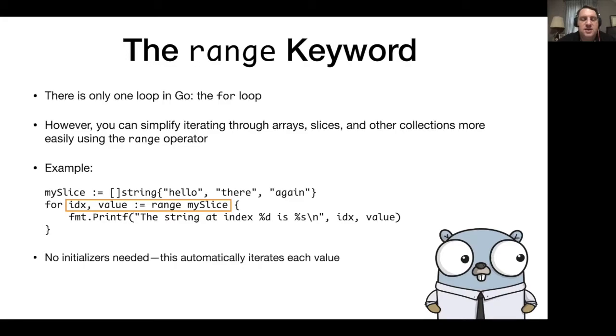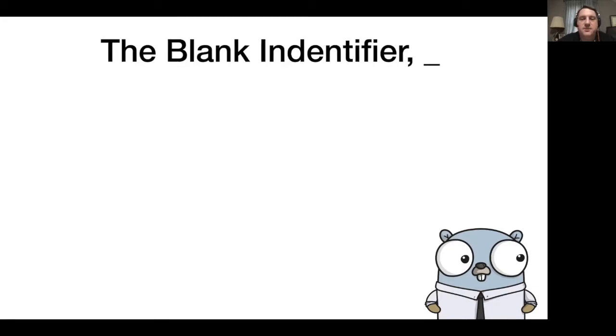And so we don't need any initializers. It automatically iterates over each value. Okay. Now, there's another identifier that's important in Go, and that's the blank identifier. Because Go is very picky about unused variables. In fact, you aren't allowed to have an unused variable in Go. You're also not allowed to have an unused package in Go. Go's trying to keep your code tidy for you by literally failing if you don't do it.